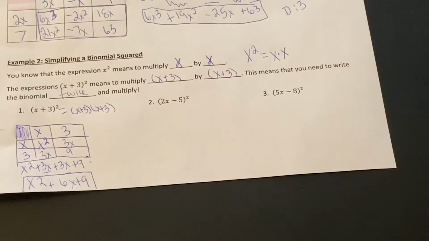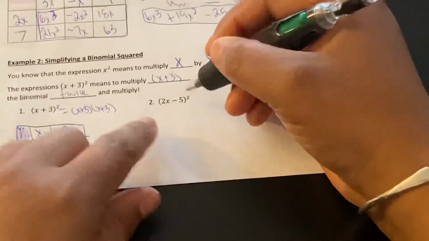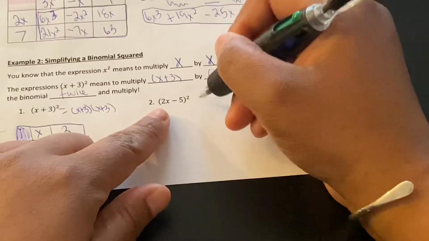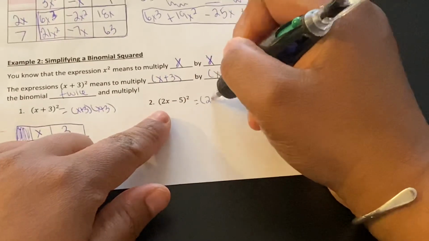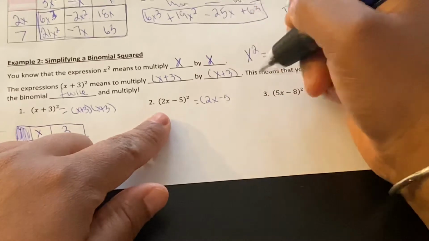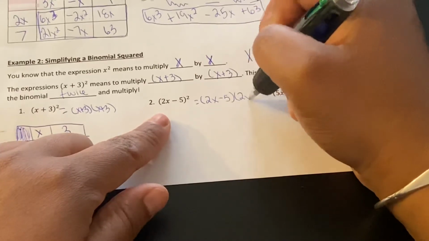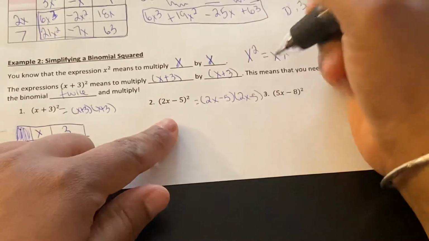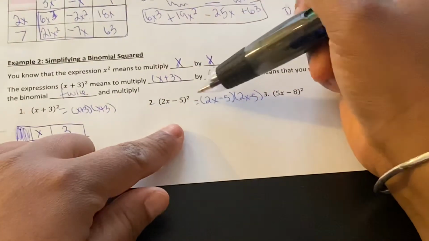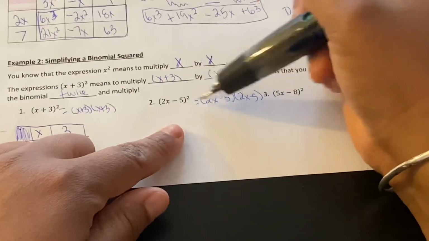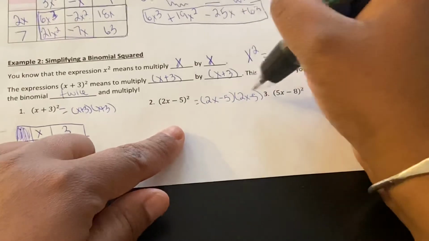All right, now let's use the FOIL method. 2x minus 5 squared equals 2x minus 5 times 2x minus 5. So 2x minus 5 squared means I have to write 2x minus 5 twice, multiplying them.